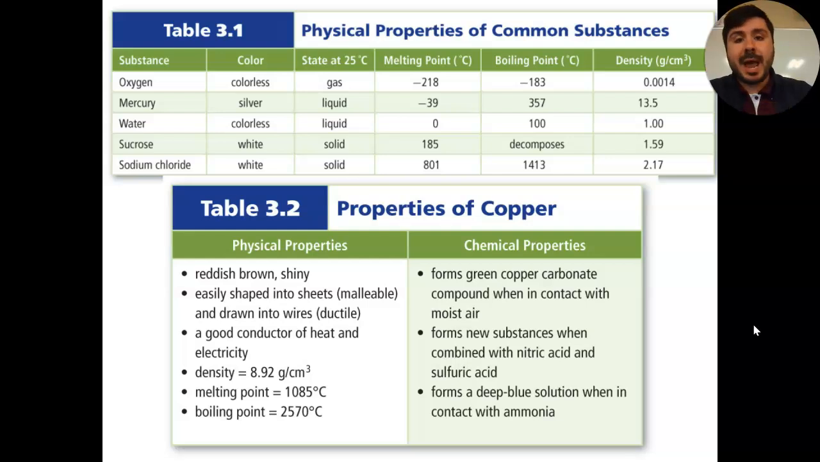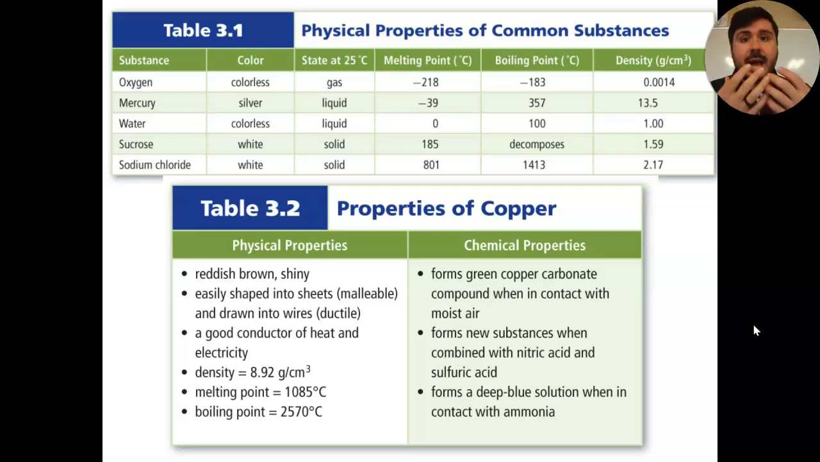Again, notice how these chemical properties, as we read through them, are not as clearly defined and clear-cut as the physical properties are. It's all based on what our copper is reacting with. So for this first bullet point, it says, forms green copper carbonate compound when in contact with moist air. A great example of copper turning into green copper carbonate when in contact with moist air, you probably guessed it, the Statue of Liberty.